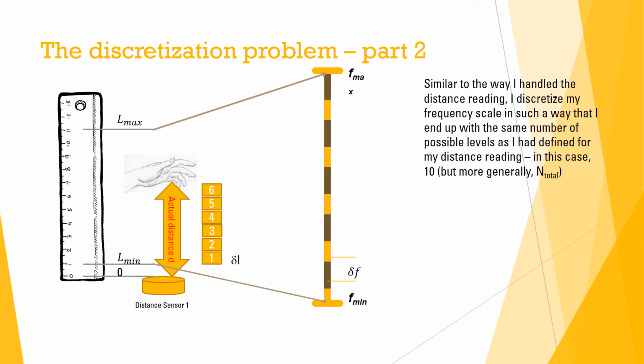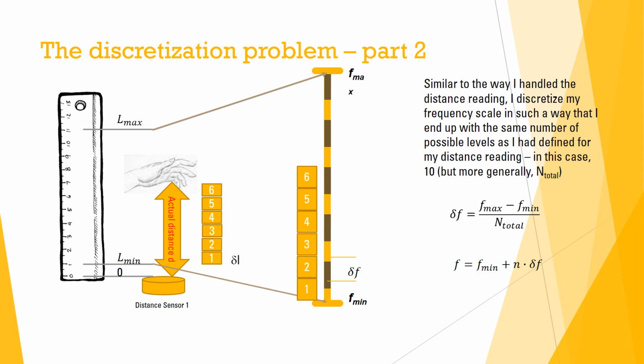And what you're doing is you're discretizing your frequency scale in the same way that you discretized your distance scale. So you started out with 10 discretized values in your distance, so you need 10 discretized values in your frequency scale. That gives you a delta F of Fmax minus Fmin over N total. And then your F is going to be 6 up from Fmin. So it's going to be Fmin plus N times delta F. And those are the calculations that you performed in your Arduino program to calculate your F pitch.